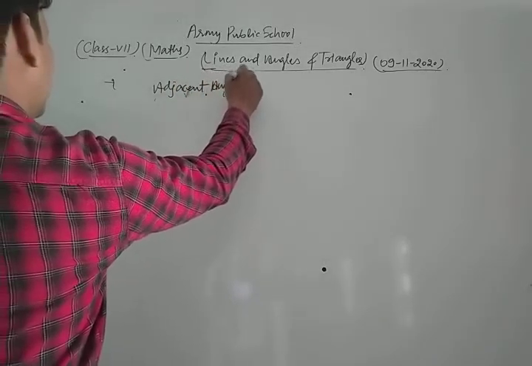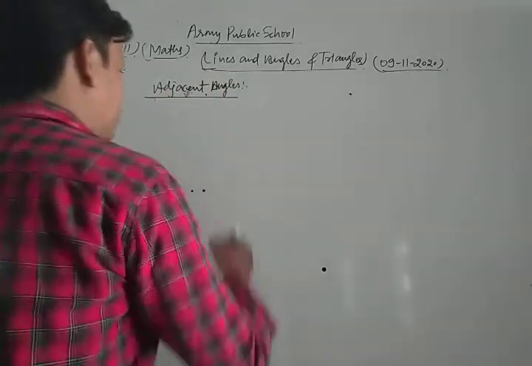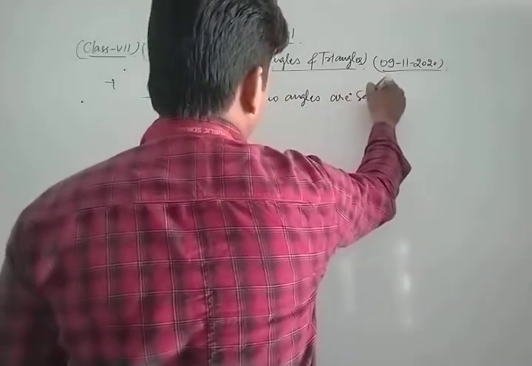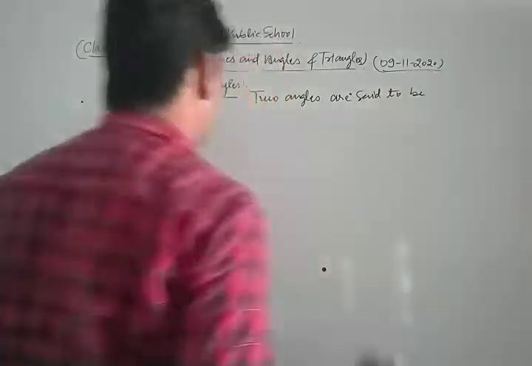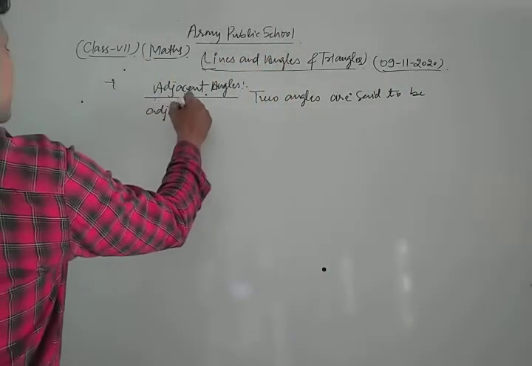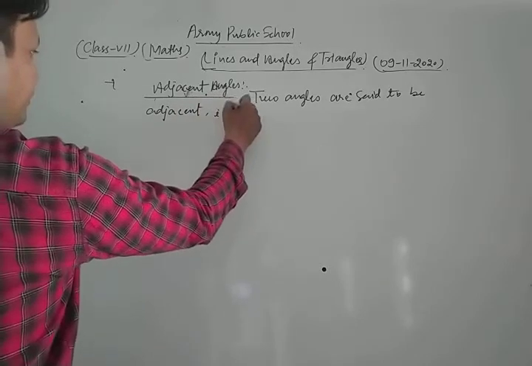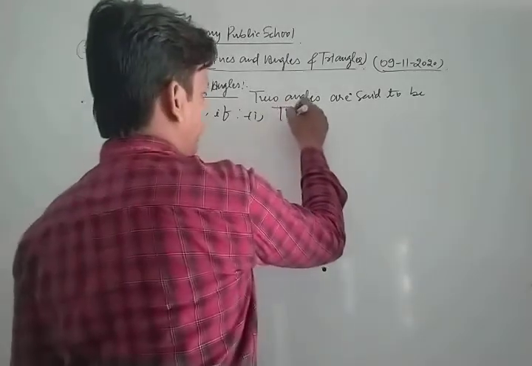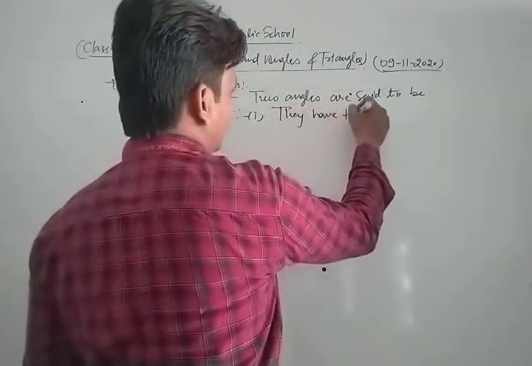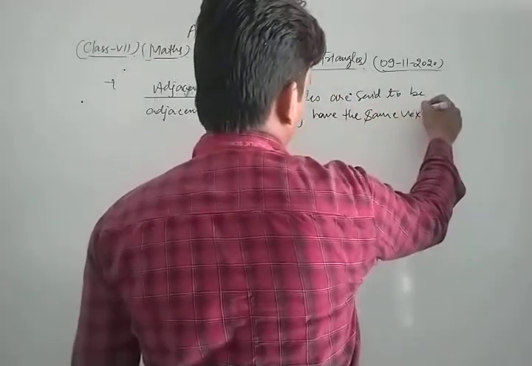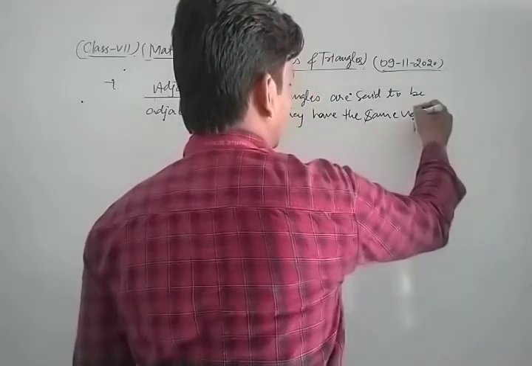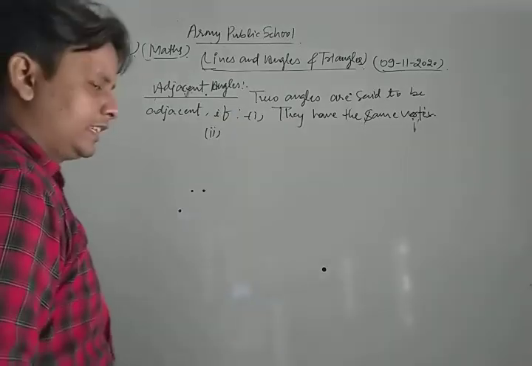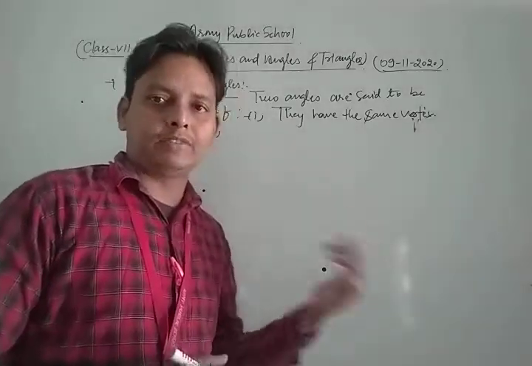Okay, now let's see what is the concept of adjacent angles. Dear students, two angles are said to be adjacent if, first point, they have the same vertex. Same vertex means they have the common vertex. Okay, and also they have the common arms.